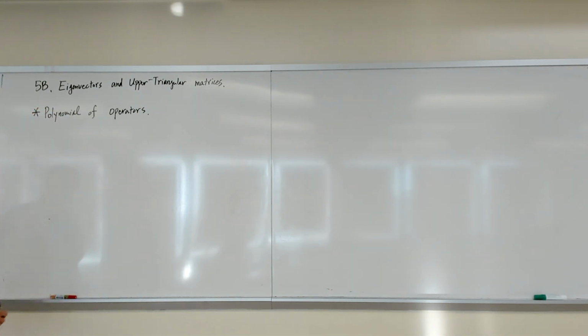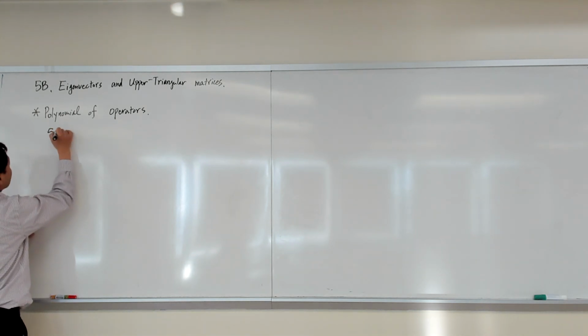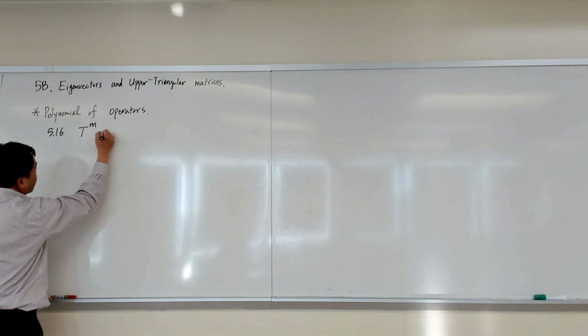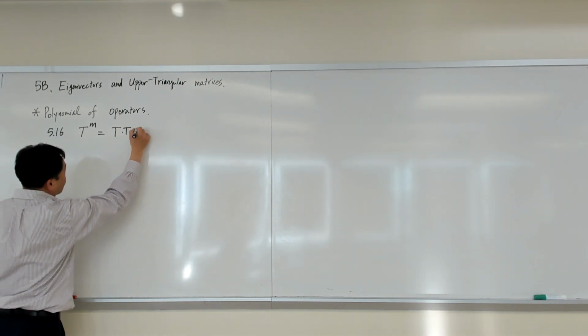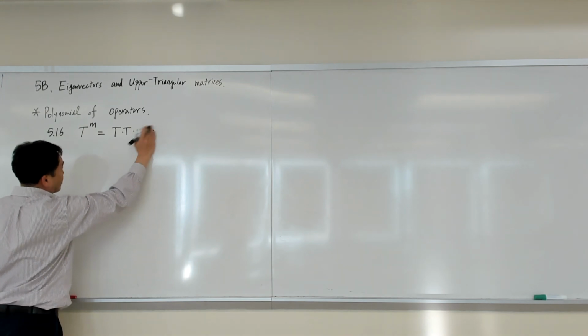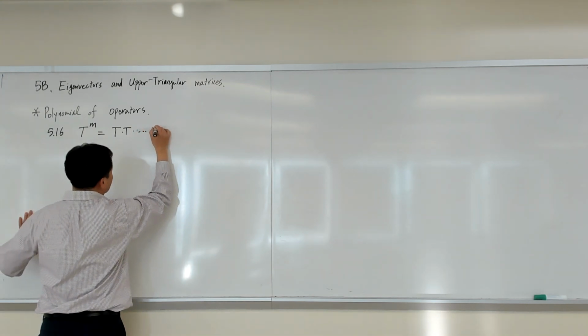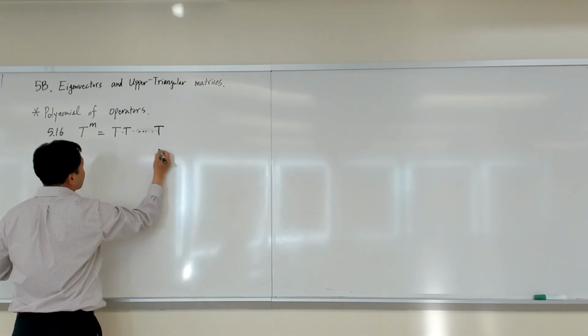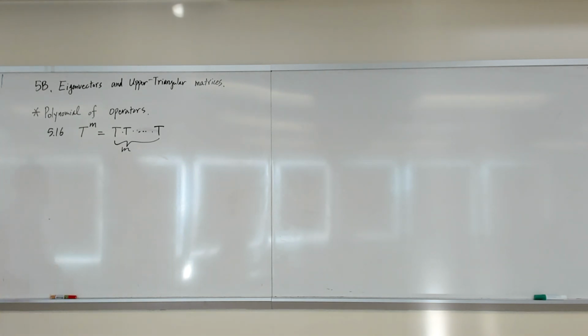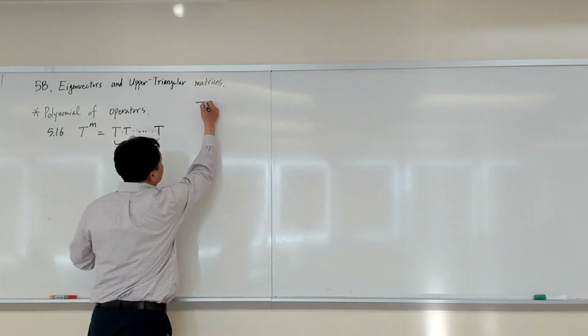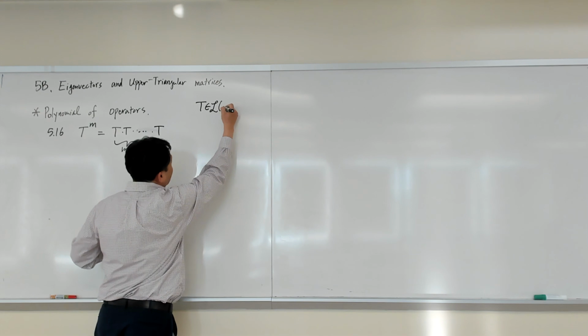So let's think about what this is. First, let's define T to the M as T applied to itself many, many times, M times, okay? Since it's an operator, you can't do this with generic maps.